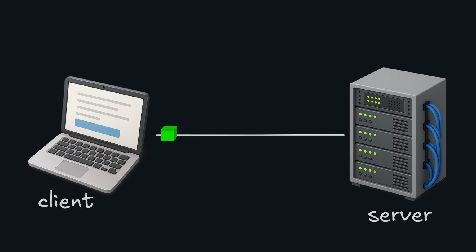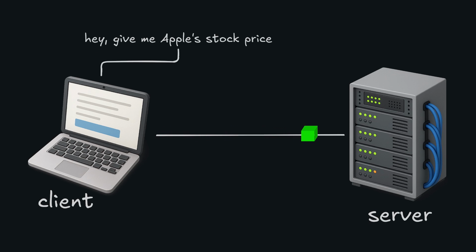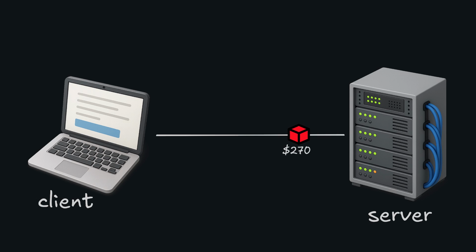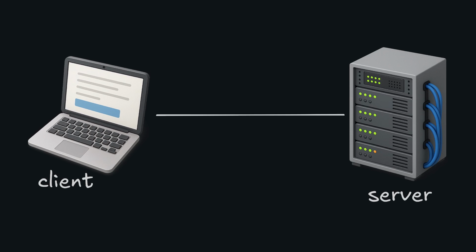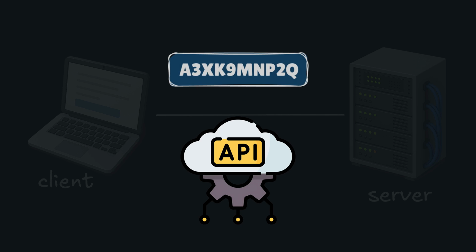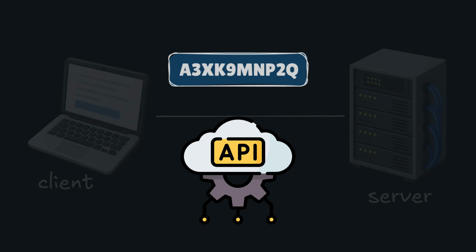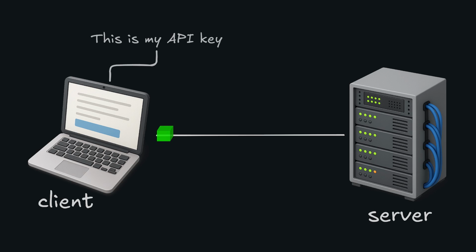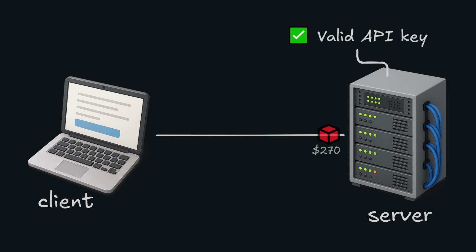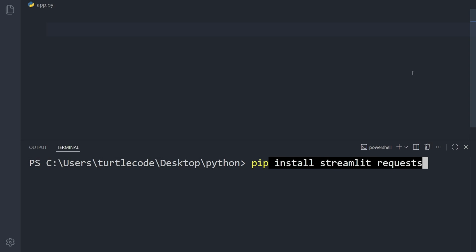You send a request saying, "Hey, give me Apple's stock price." The server processes it and sends back a response with the data, clean, controlled, and structured. Now, so the server knows who is making that request, it uses an API key, basically a unique ID tied to your account. Every request you make carries that key, and the server uses it to verify you before handing anything back. That's it. Client asks, API handles it, server responds. Simple pipeline.